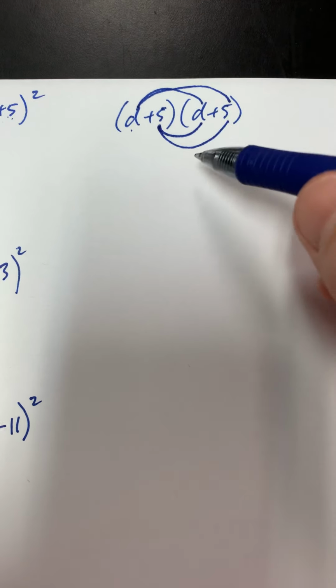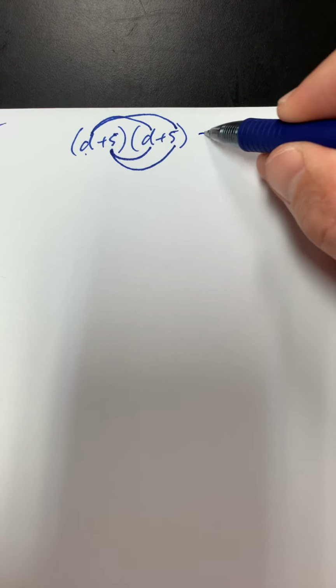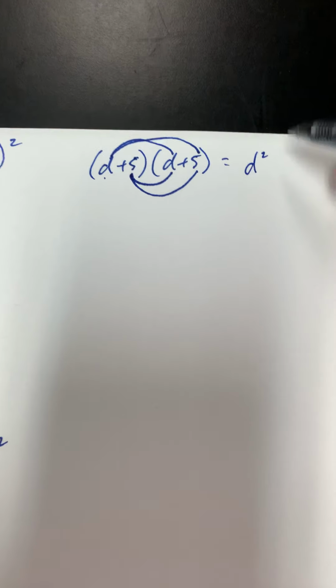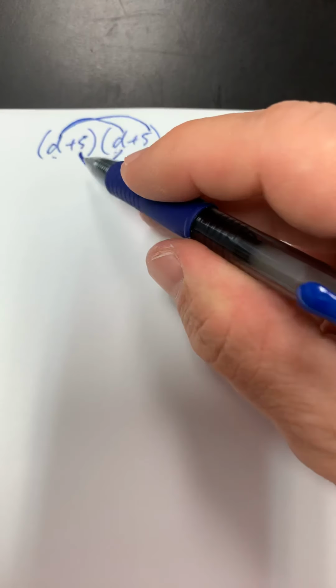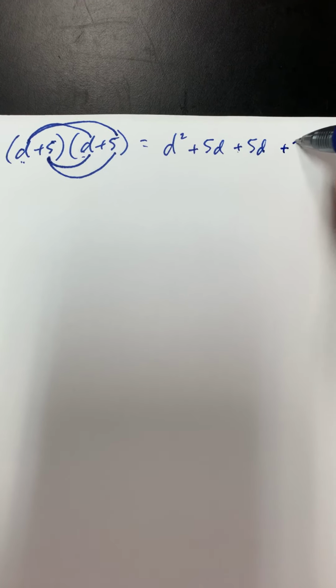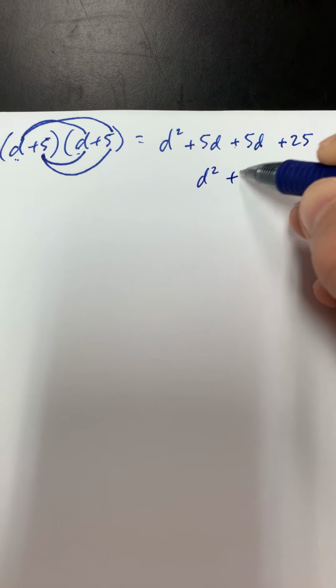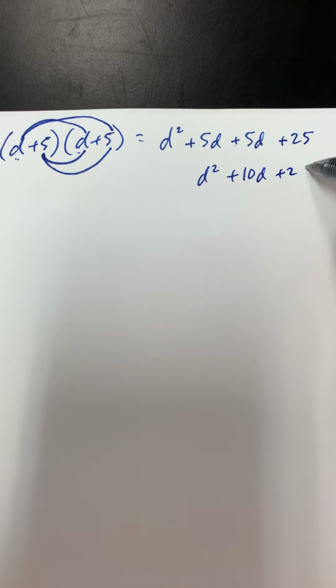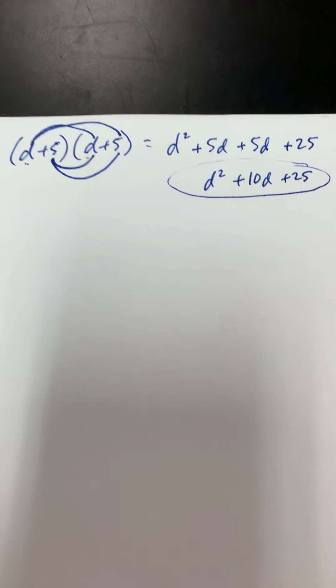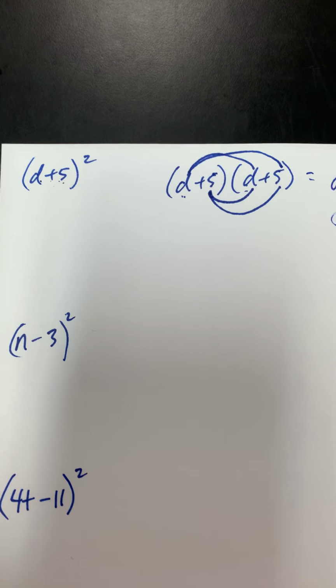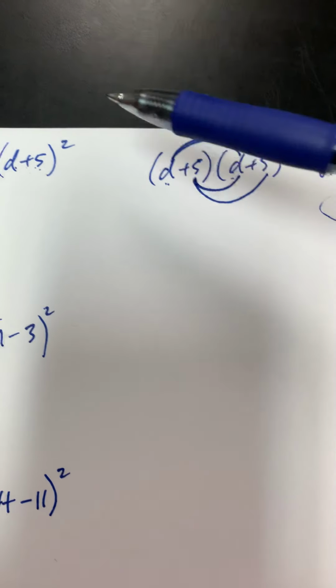Okay, so it looks like this. So d times d gives me d squared. D times 5 gives me positive 5d. 5 times d gives me positive 5d. And then 5 times 5 gives me 25. So then I can just combine my like terms, and I get d squared plus 10d plus 25. And that's my answer.